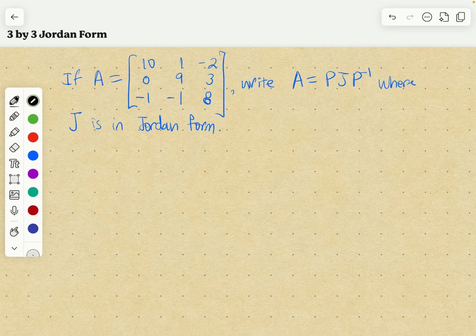So the first thing to do is to find the eigenvalues of this matrix, and it turns out that the only eigenvalue is 9. This can be found by calculating the characteristic polynomial of A, which we're not going to do because it's a 3 by 3 matrix, it's a mess. So the first thing to show is that the only eigenvalue of this matrix A is lambda equals 9.